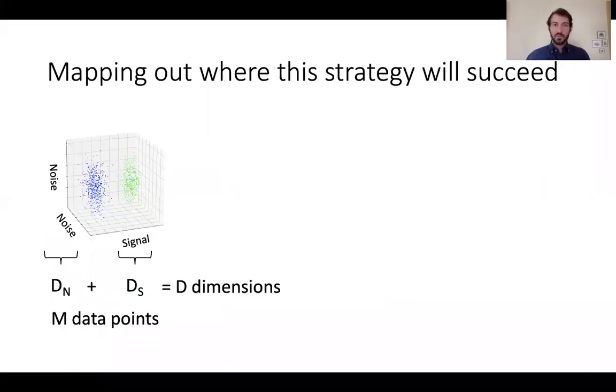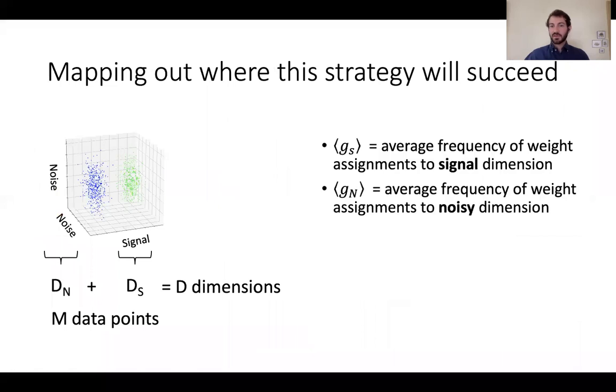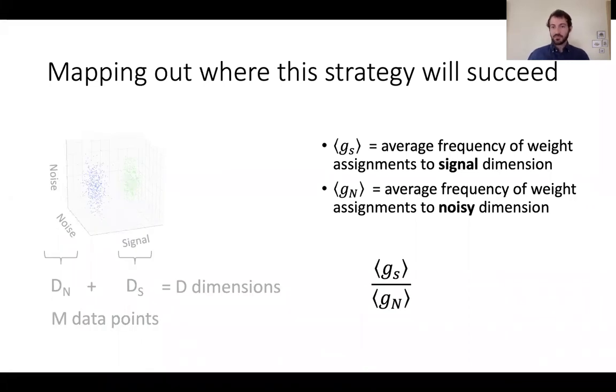But we want to understand a bit more about where it's going to work and where it's not going to work. So first, I want to introduce two quantities. We want to have weights for each dimension. I could imagine the average frequency of these weights for my signal dimensions and the average frequency of these weights for my noisy dimensions. These are just the rates of me making a good guess and the rates of me making a bad guess. What we're really interested in is the ratio of these. It's kind of like our signal to noise ratio, how frequently we're going to guess a good dimension.